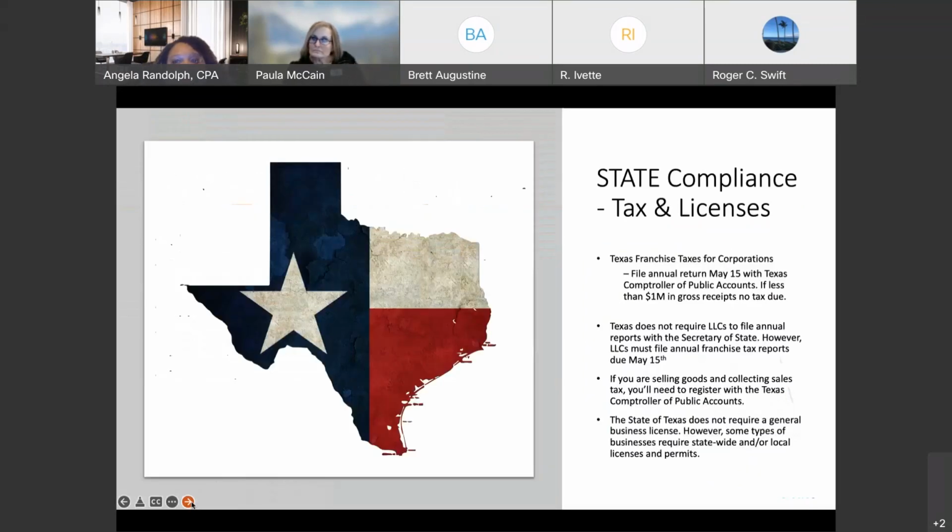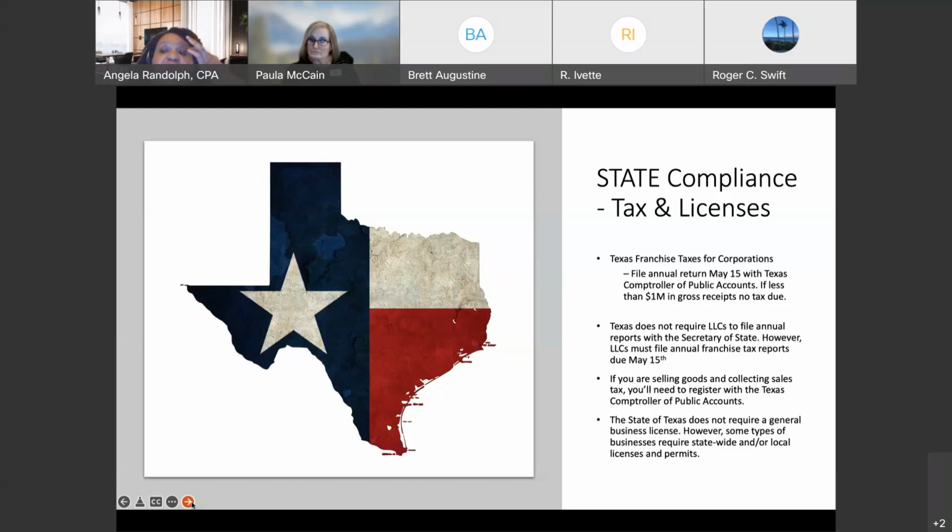So now let's talk about the state of Texas compliance and license requirements. So here in Texas, we don't have state income tax. Thank goodness. There's several other states, I believe Florida, Nevada, Tennessee, there could be a couple more, that don't require state income tax filings. But what we do have for corporations and LLCs is the Texas franchise tax.